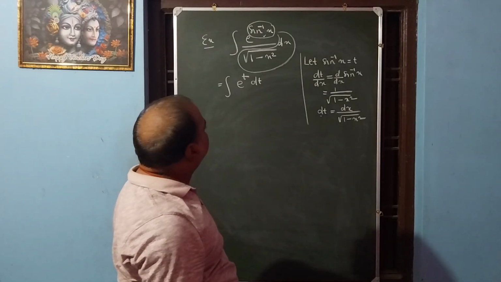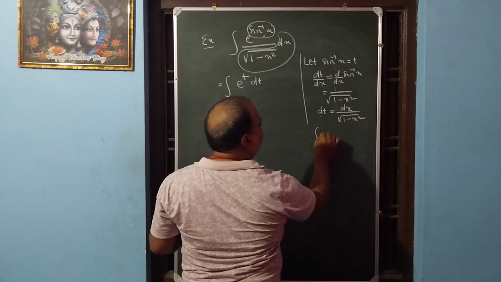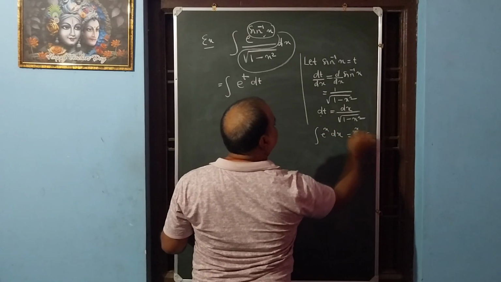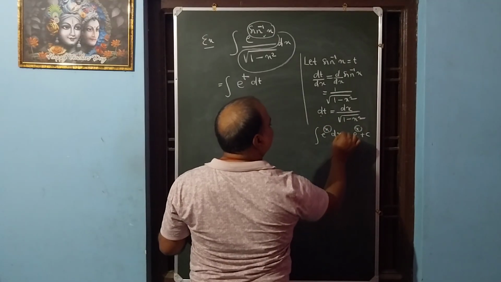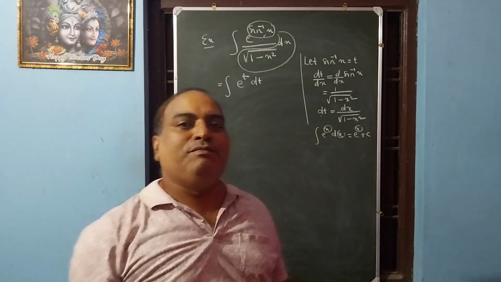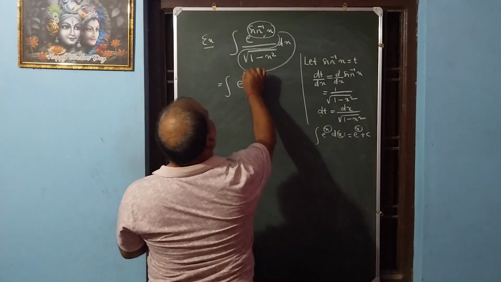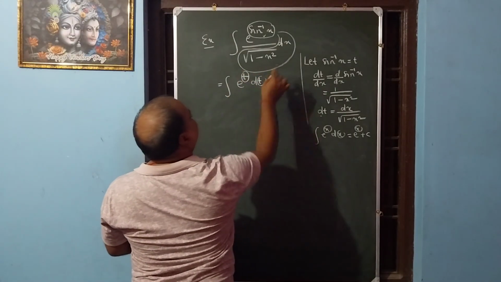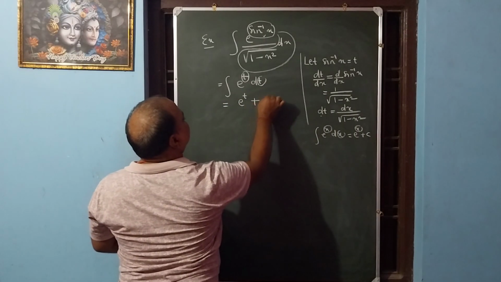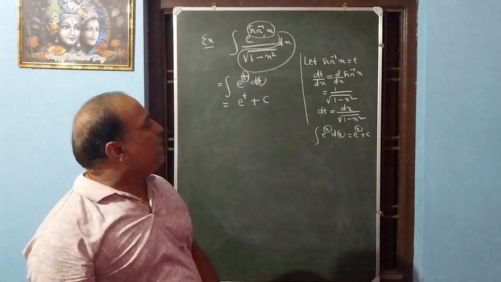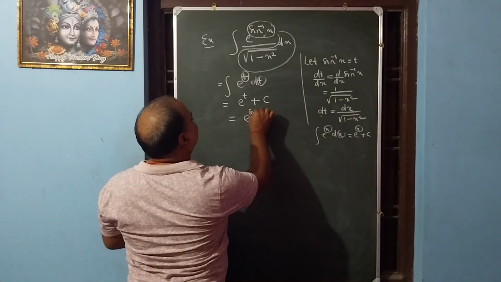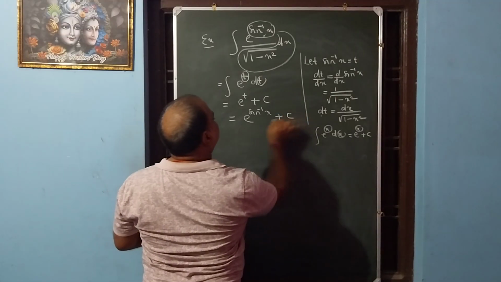What is the integration of e to the power t dt? We know that the integration of e to the power x dx is e to the power x plus c. In a similar manner, here it is t and here it is also t, so the integration of e to the power t dt is e to the power t plus c. Now in place of t, we put sin inverse x. So we get e to the power sin inverse x plus c. So this is the answer.